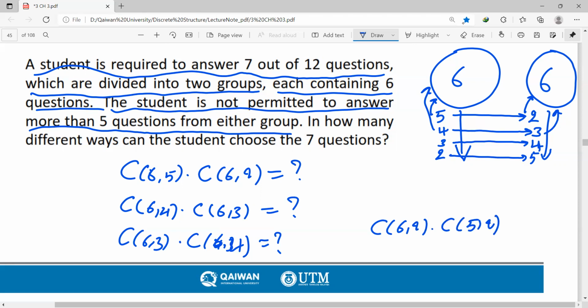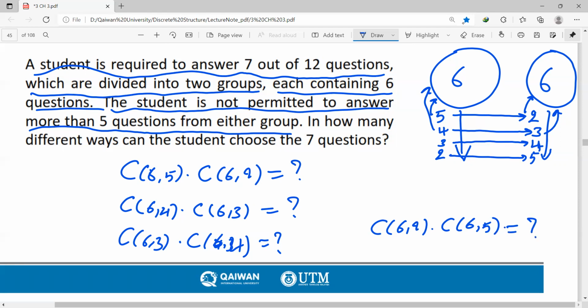We have only these 4 cases if the student answers 7 questions in such a way that they do not answer more than 5 questions in either group. Yeah, it's 6, sorry. It's out of 6 and 5. Thank you. This equals to what?